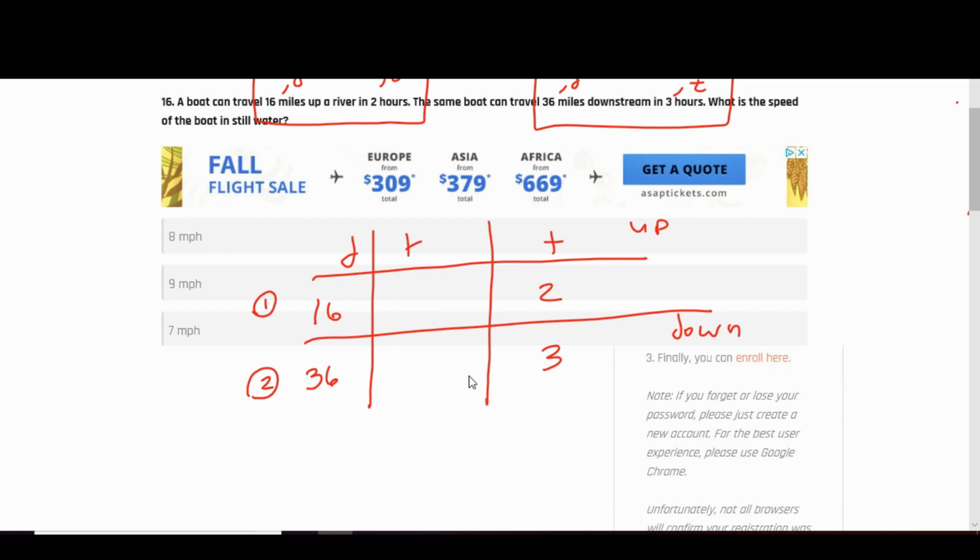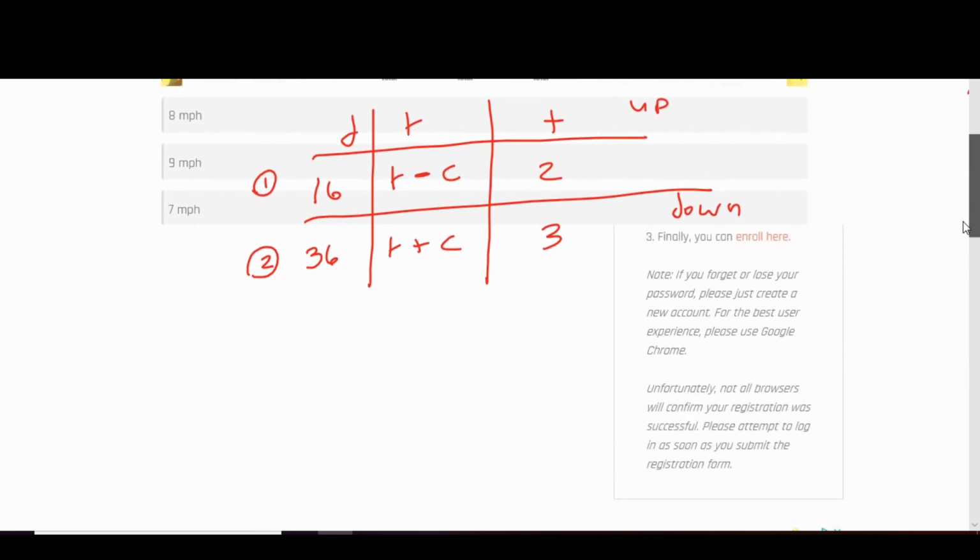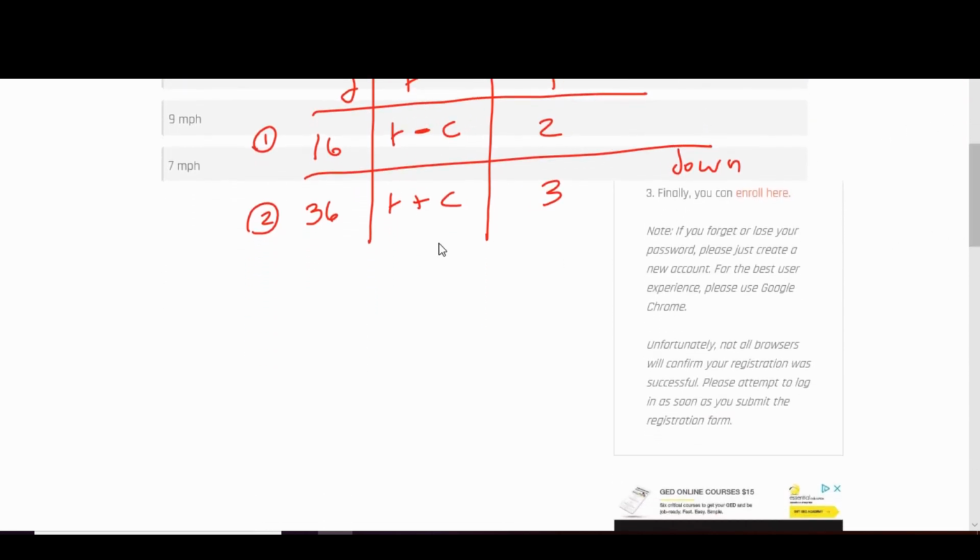The stream, or the current, actually affects the rate of the boat. If you're traveling upstream, you're going against the current, so it's actually going to slow your rate down. So I'm going to represent this as rate minus current. Again, that current's taking speed away from you since you're going against the current. And in this case, if you're going downstream, the current's actually speeding you up. So I'm going to represent this as rate plus current. And in light of that, we can now solve this problem.